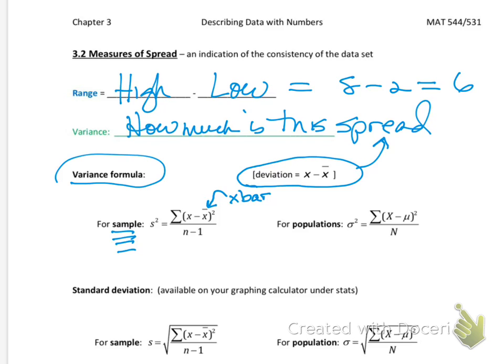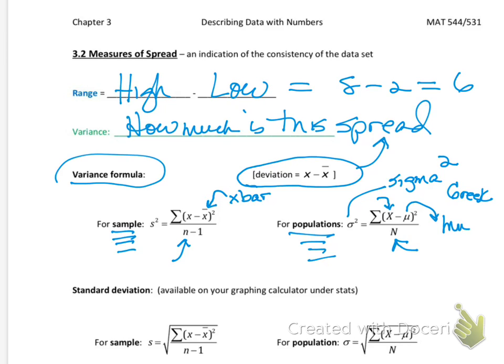For population data, if you want to figure out your variance, this is sigma, and it's sigma squared. That's a Greek letter, so I must be dealing with populations. This is mu, and mu is the average when you have population data. Notice that this x is capitalized. Notice that the n, the number in your sample, is capitalized. Notice over here, the n is small, and you reduce it by 1. So these are the formulas for figuring out the variance.